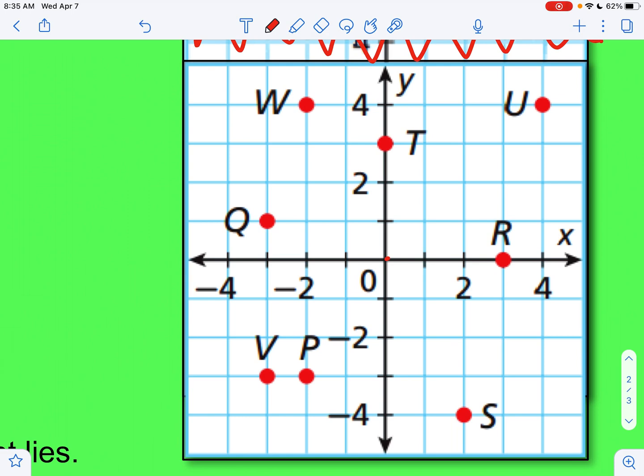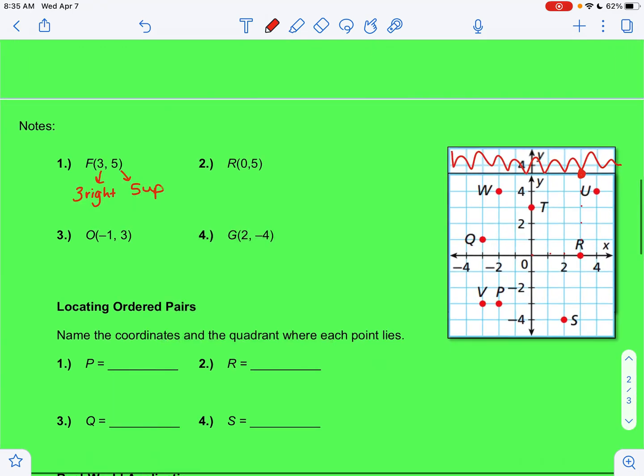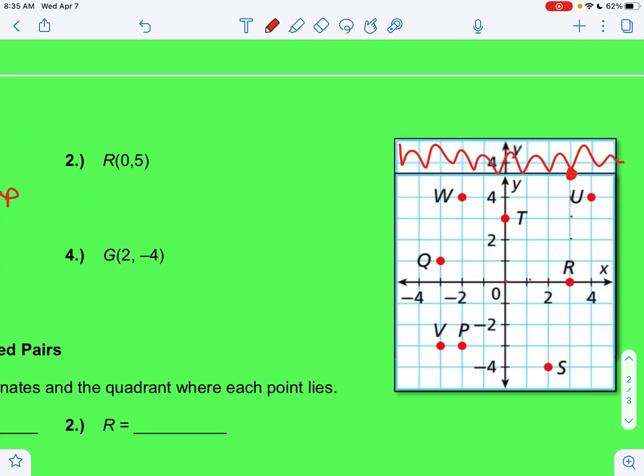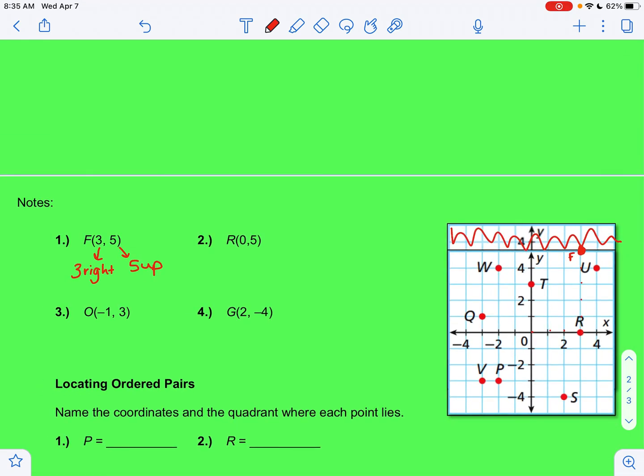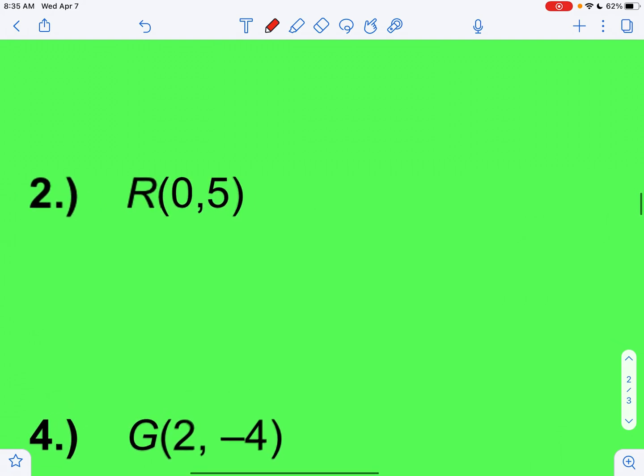So we're moving 3 to the right, and then we're moving 5 up. 1, 2, 3, 4, 5. So our point is right there. That was letter F, so go ahead and label an F next to our point. Fabulous. Moving on to number 2.